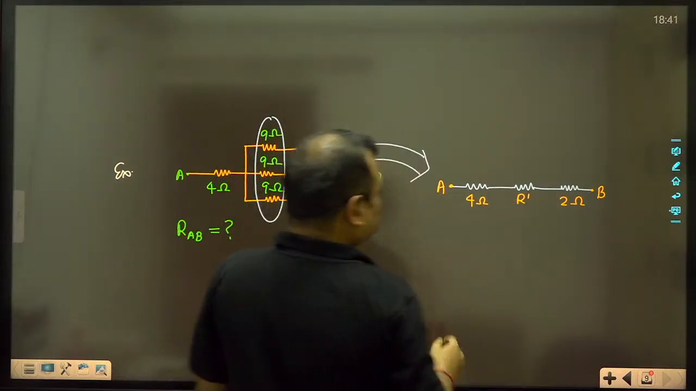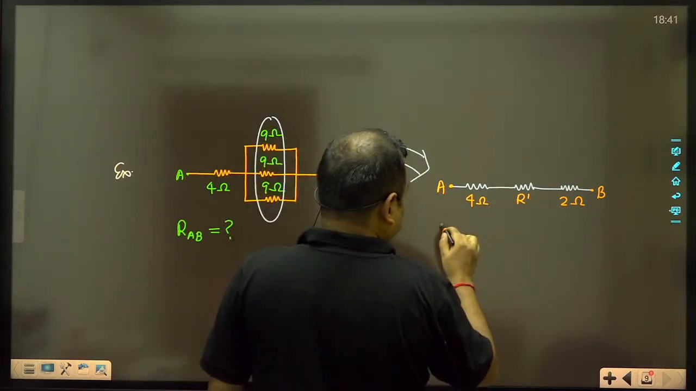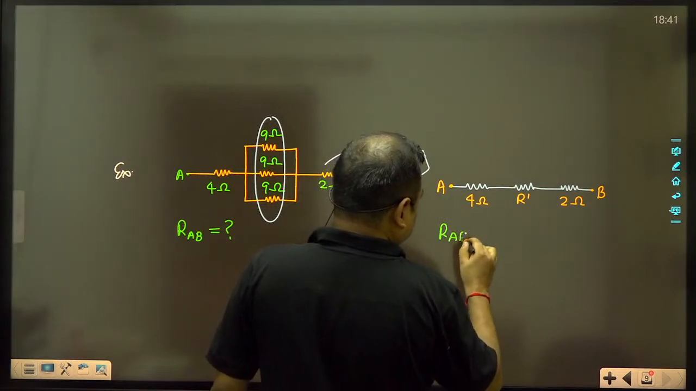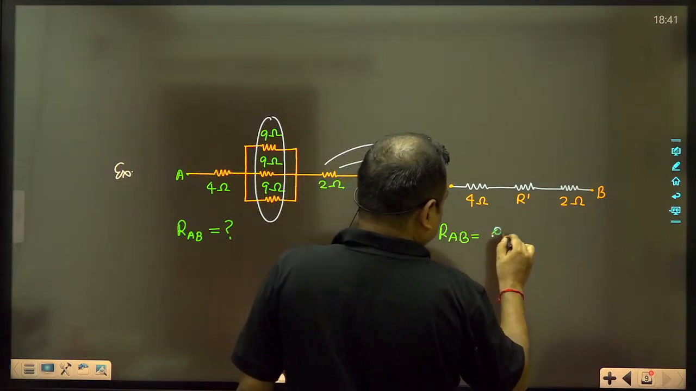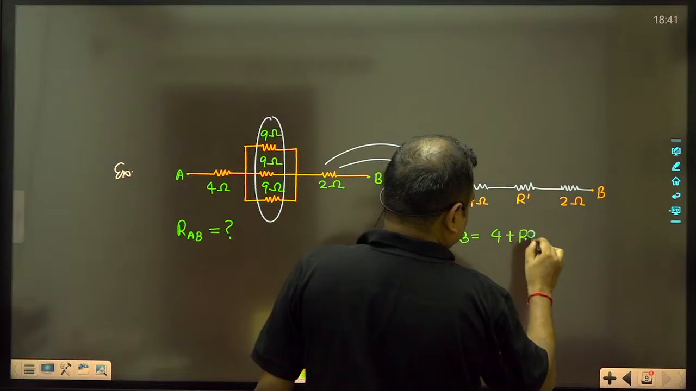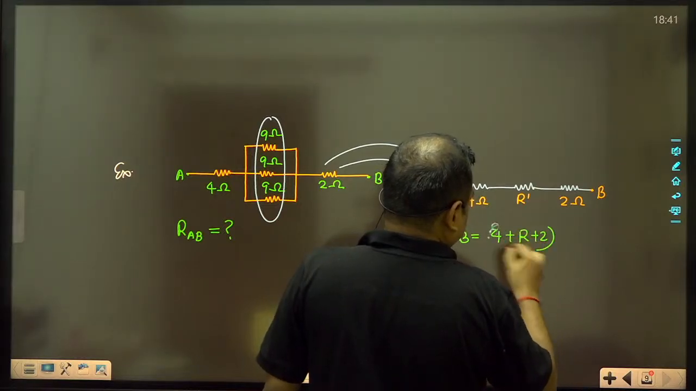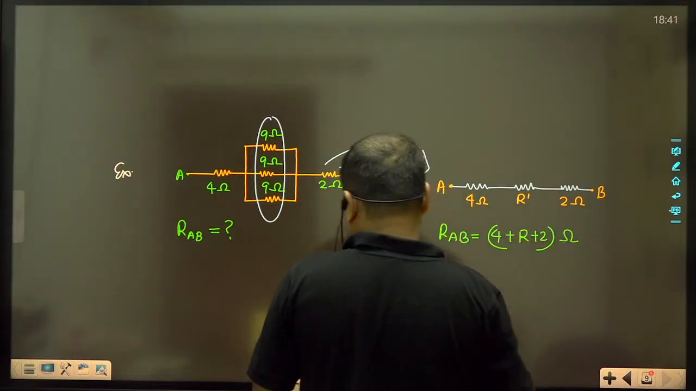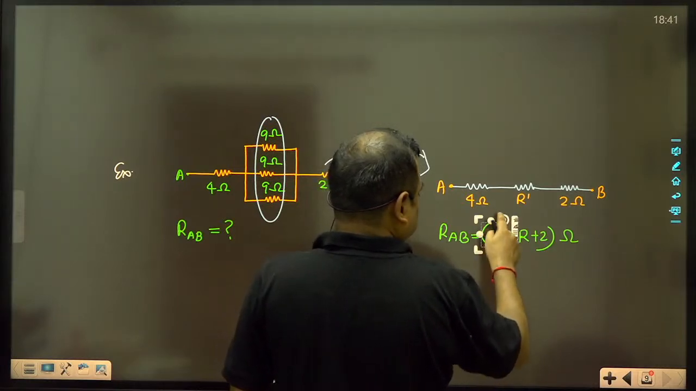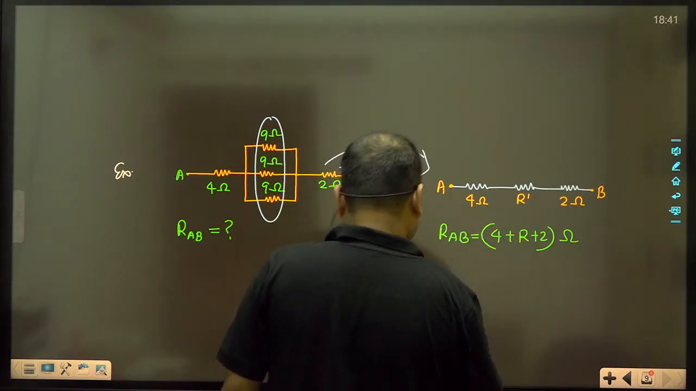Now you can see that the total resistance RAV will be equal to 4 ohms plus R plus 2 ohms. Okay, so this will be this value. Okay, so this will be the value of this.